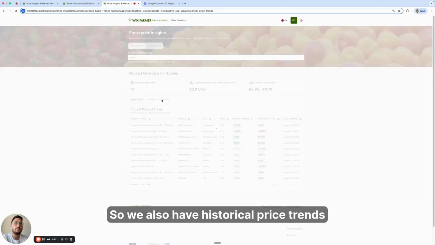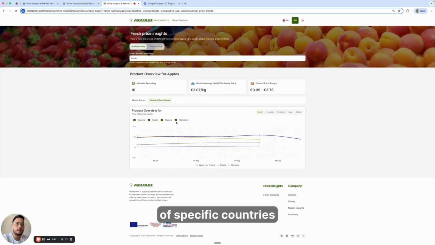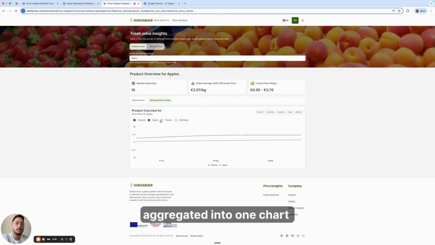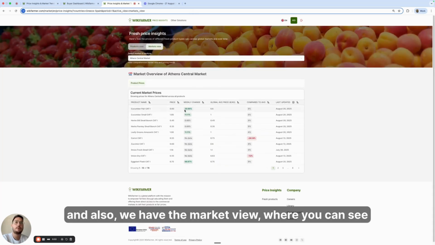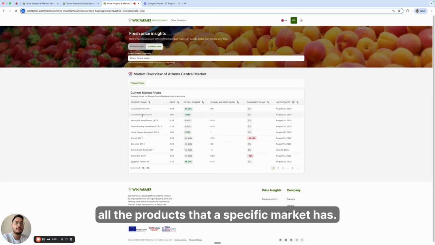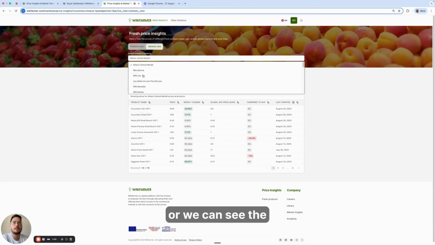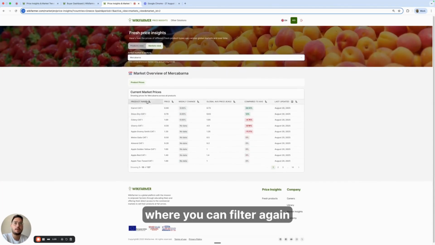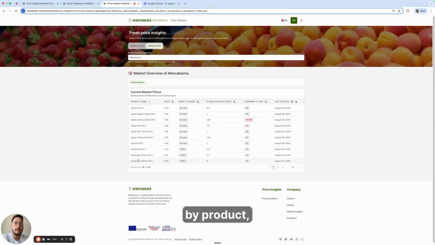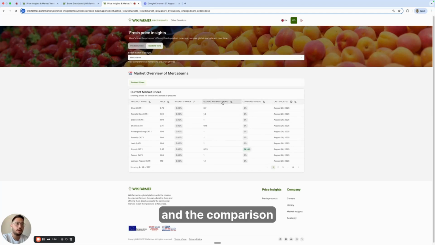We also have historical price trends, where you can see the historical trends of specific countries aggregated into one chart. And we also have the market view, where you can see all the products that a specific market has. For example, here we have Athens Central Market, or we can see the Spanish market, where you can filter again by product, by weekly change, or by the comparison to the global average.